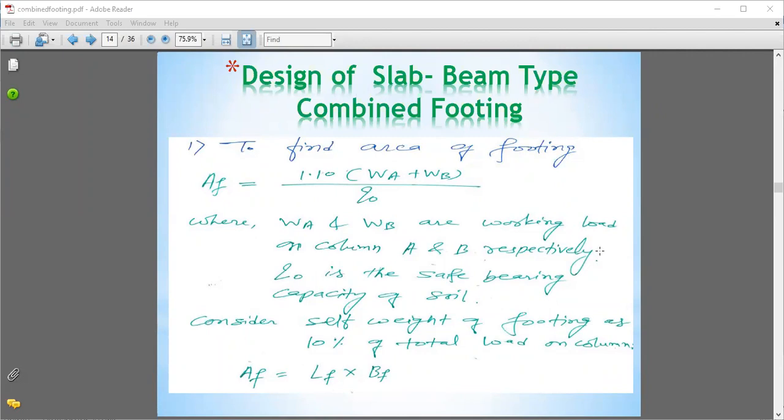Below this, write down: consider self weight of footing as 10% of total load on column.